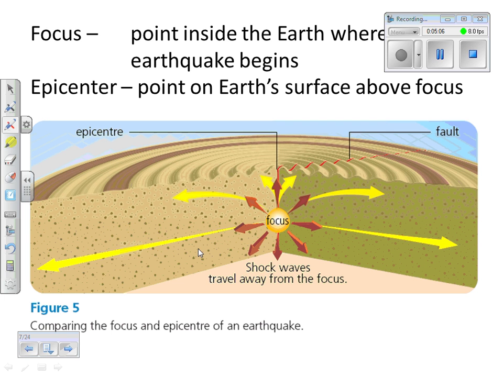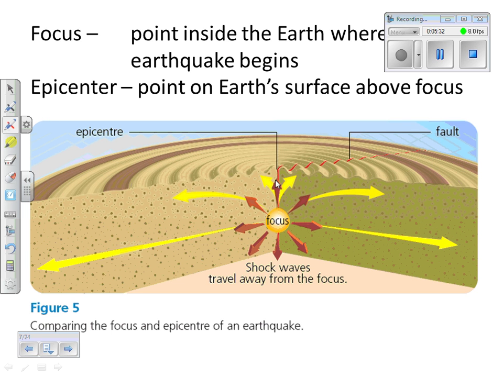Okay, so let's talk about where earthquakes occur. The point inside the earth on the fault where the earthquake begins, in other words, where that breakage occurs, where that energy radiates from and is released from in the Earth's crust, is called the focus. That's where the earthquake actually happened.